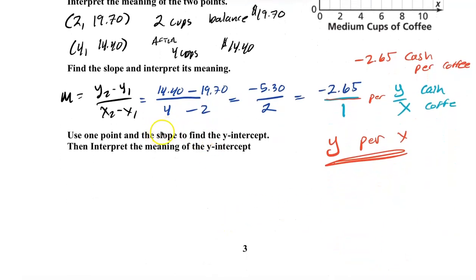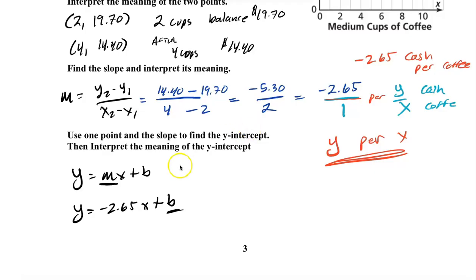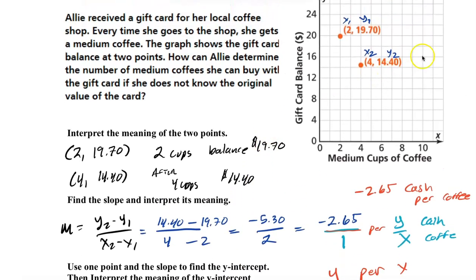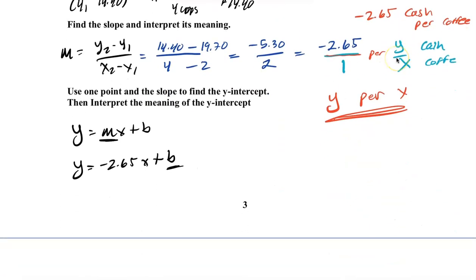Use the point and the slope to find the y-intercept. Interpret the meaning of the y-intercept. Another important concept here. So we're going to go back to our equation. y equals mx plus b. I know my slope now. Our slope is negative 2.65 x plus b. And now it wants us to find the y-intercept, or b. So we're going to plug in any point we want. Let's plug in x2, y2. That's a little easier. So we're going to plug in 4 and 14.40.